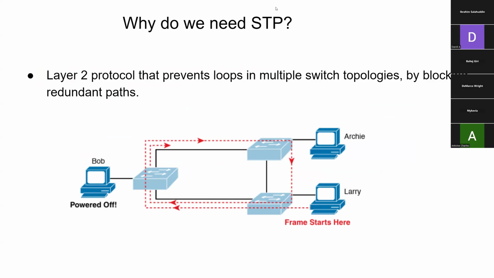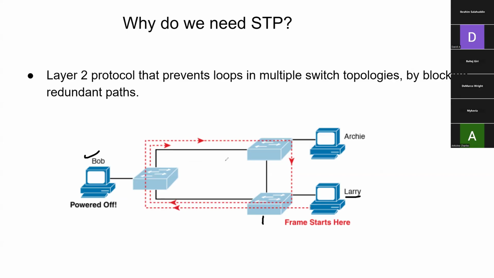So what we see in this picture here, I'm going to show you what a loop looks like and how it works. So Larry has a frame that's destined for Bob, right? However, Bob is powered off. So his MAC address might have been there at some point in the MAC address table, but it's not there anymore. So Larry will send out his frame, right? It'll go over to switch 1, and switch 1 is going to say, oh, I don't have Bob's MAC address in my MAC address table.